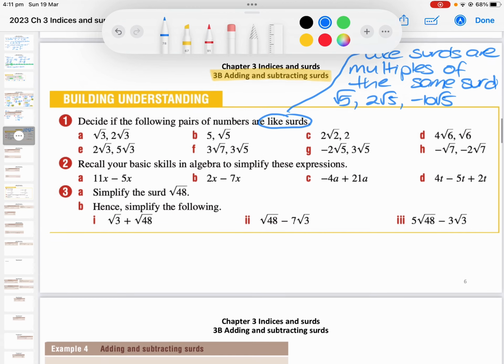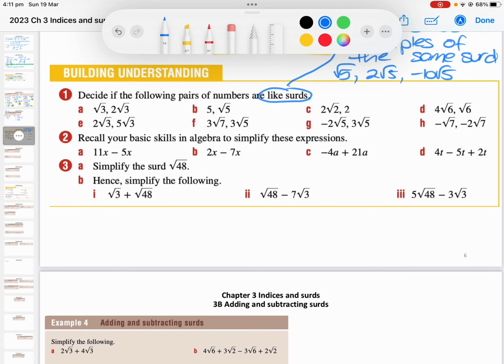So let's have a look. Let's decide if these pairs of surds are like surds. Now this is a square root 3 and a square root 3. So are they like surds? Yes. So you go ahead, just stop the video and have a go at the rest of them and then see if you got them right.